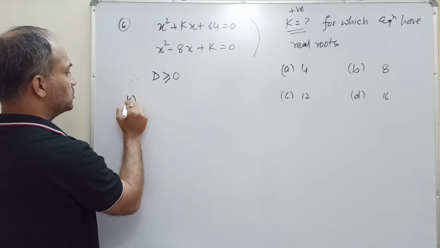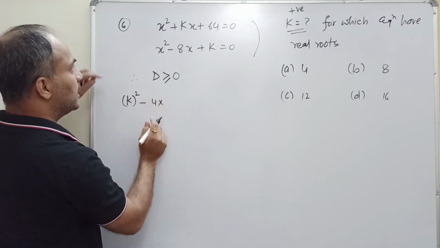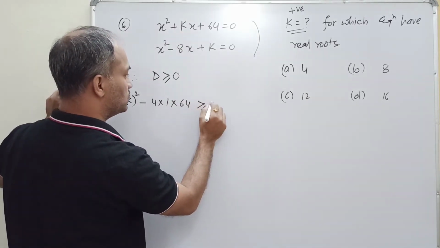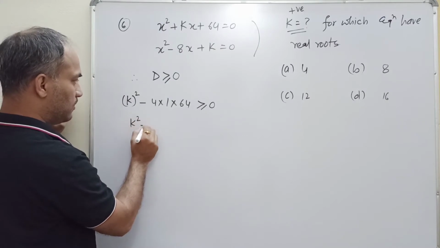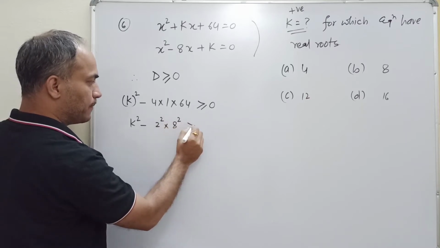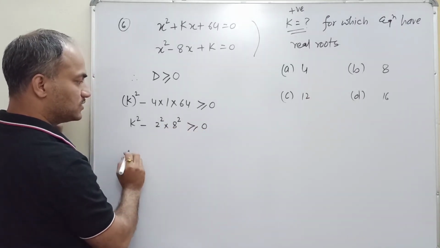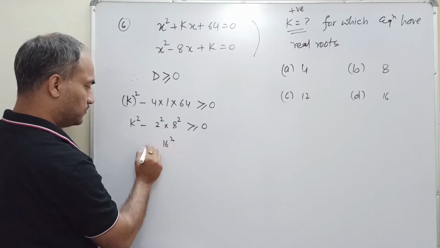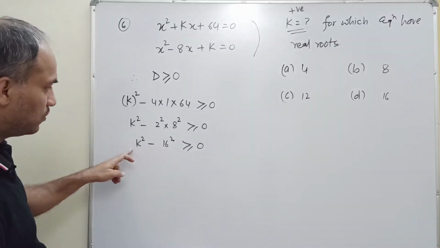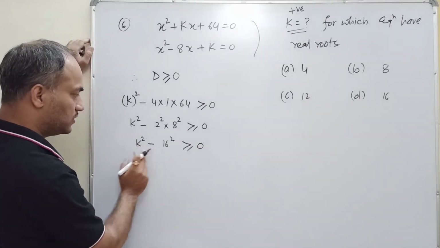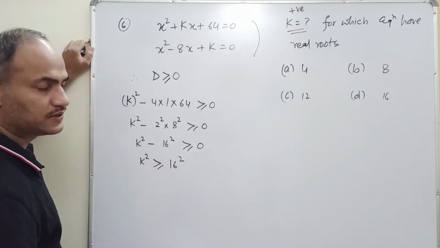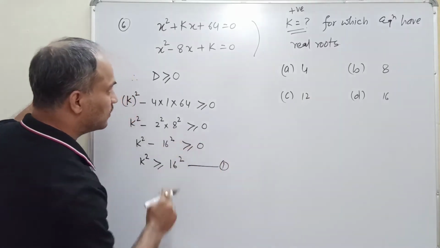So we get b square minus 4ac, where a is 1 here and c is 64 here, greater than or equal to 0. Fine. So k square minus 4 times 64. 4 is 2 square, 64 is 8 square. So this whole value is (8 into 2) which is 16, whole square, greater than or equal to 0. It means we get the range of this: k square should be greater than or equal to 16 square. Fine. So this is equation 1.